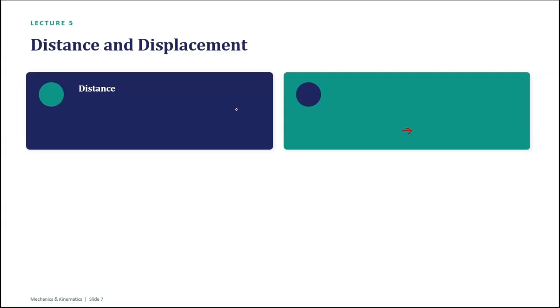So what is distance? Distance is the total path that is traveled by an object. So distance is a scalar quantity and it just shows the total path that is being traveled by the object, and this is always positive. Distance will be always positive, right? And we can represent distance by the symbol S. This is a scalar quantity represented by S.